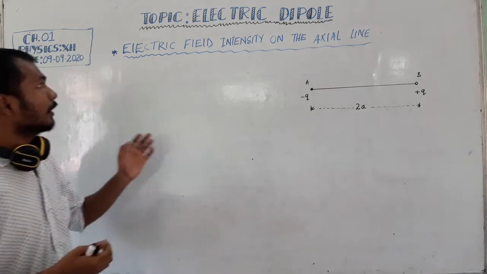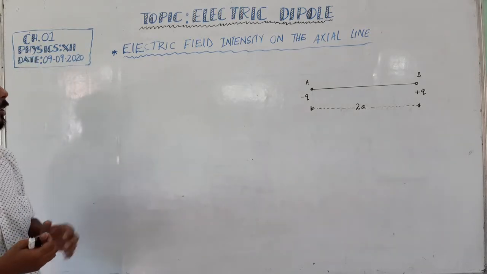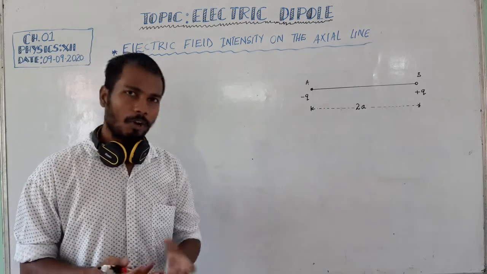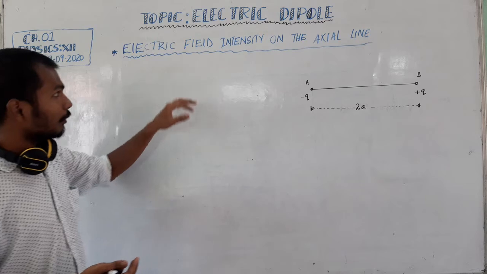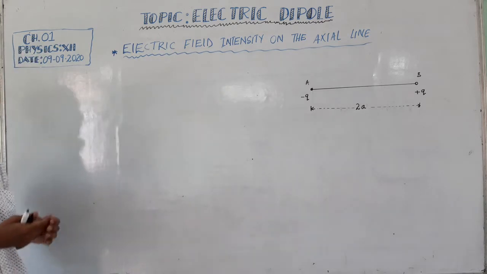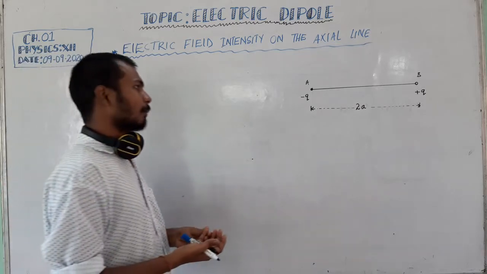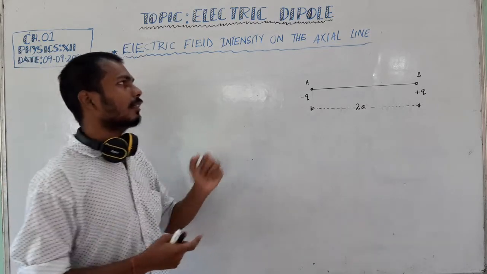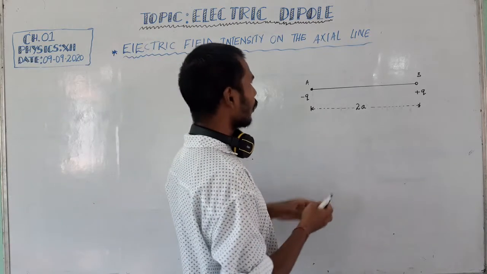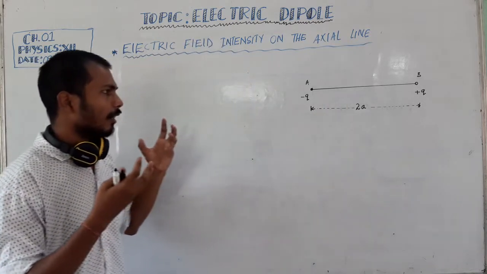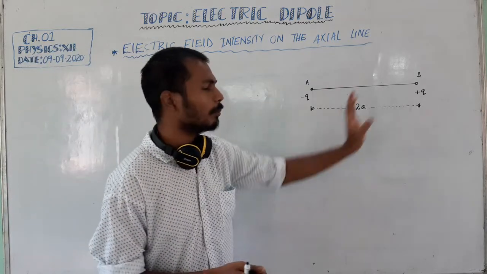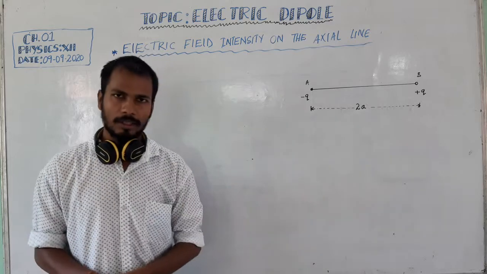Today, in this lecture, we will learn electric field intensity on the axial line of a dipole. Actually, we are studying electric dipole and we will learn what is the value of electric field at the axial line and at the equatorial line. Now you know where is the axial line and where is the equatorial line. Now see, we have considered a dipole AB whose length is 2a.